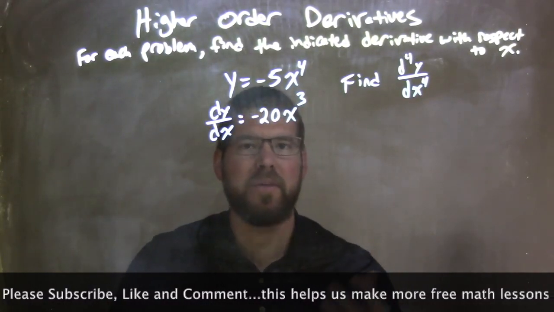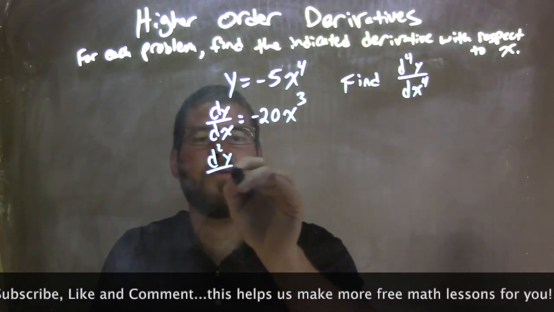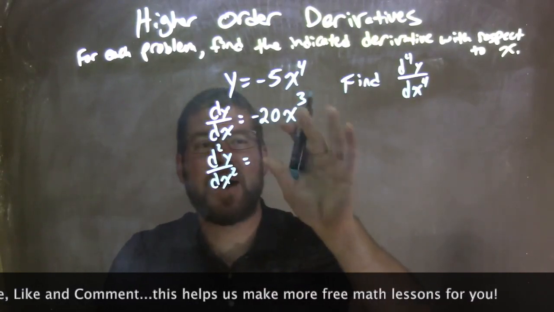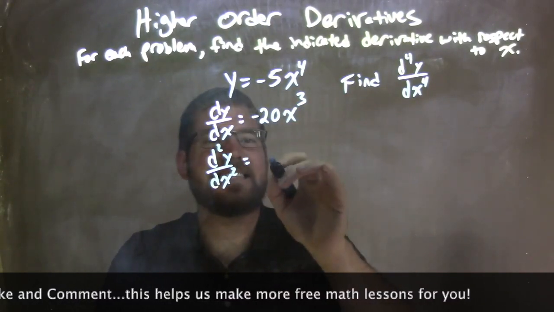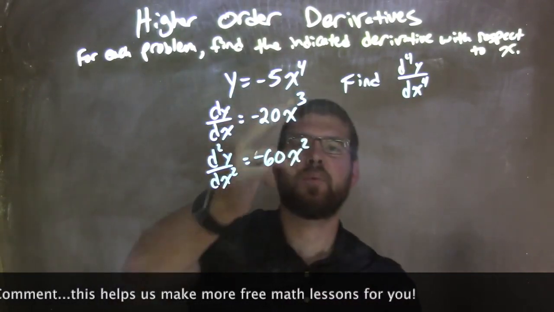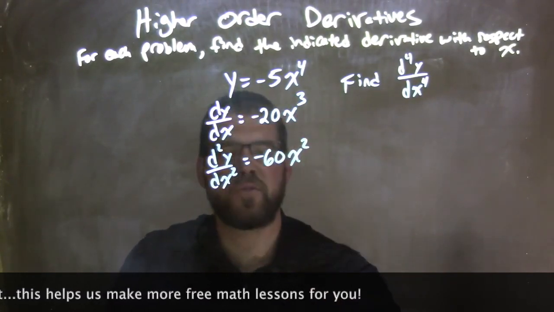So that's the first derivative. Now I need to find the second derivative. So d squared y over dx squared. Again, I have to use the power rule. 3 times 20 is 60, so we have a negative 60 right there because it's negative 20. x squared, and we subtract the exponent by 1. So our second derivative here is negative 60x squared.